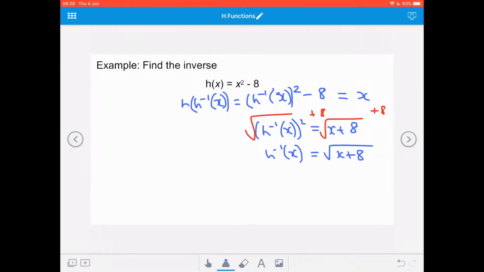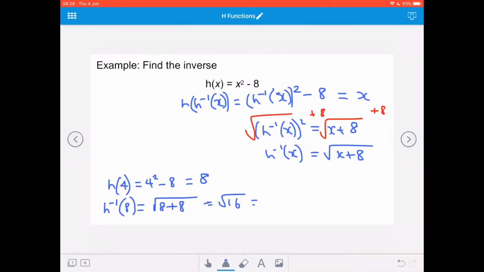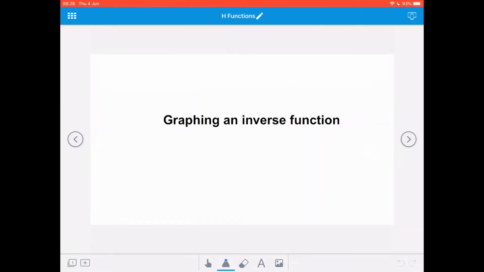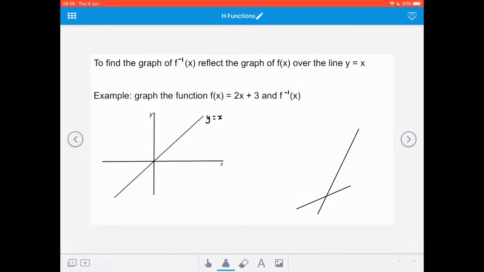So now let's substitute some values in to check. So let's use x equals 4. So h of 4 equals 4 squared minus 8, which gives us a value of 8. And if we put 8 into the inverse function, we're going to get the square root of 8 plus 8, which is the square root of 16, which is 4, which was the value that I put into my initial function.